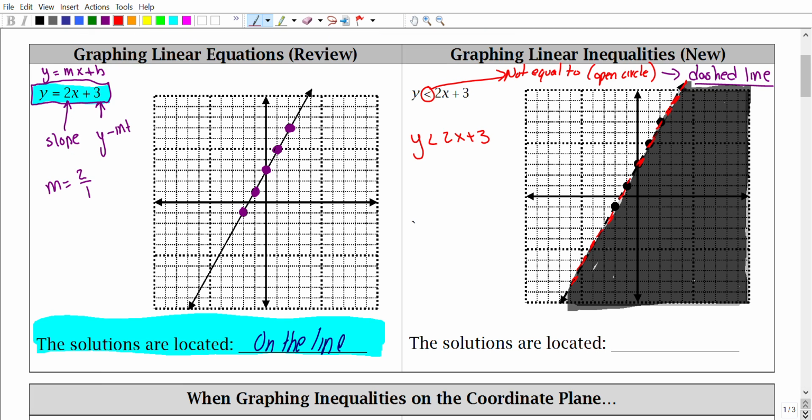Now, we're going to talk a little more about that in a second. But what I want to talk about right now is the solutions. How do you know which ones the solutions are? Where are they located? They might be on the line, but not quite. More specifically, this is a solution, this is a solution, this is a solution, this is a solution. All of these are solutions, and why do you think they're solutions? Because they are on, or rather in, the shaded region. If they are in the shaded region, then they are solutions.